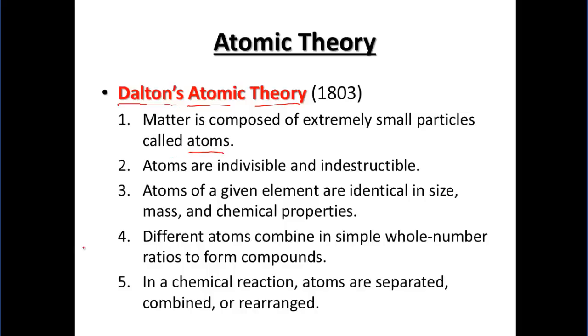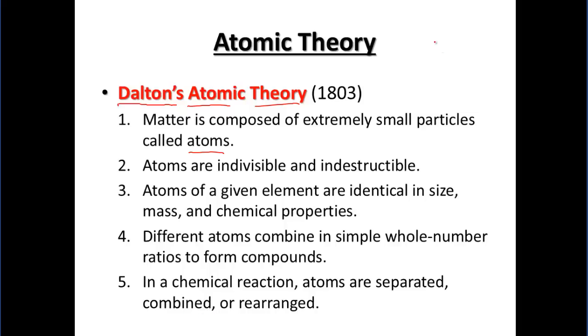Democritus called them atomos. Number 2: atoms are indivisible and indestructible, meaning we can't break them down any further, and we can't get rid of them. Number 3: atoms of a given chemical element are identical in size, mass, and chemical properties. Number 4: different atoms combine in simple whole number ratios to form compounds. And number 5: in a chemical reaction, atoms are separated, combined, or rearranged. So with all of these, they were on the right track.